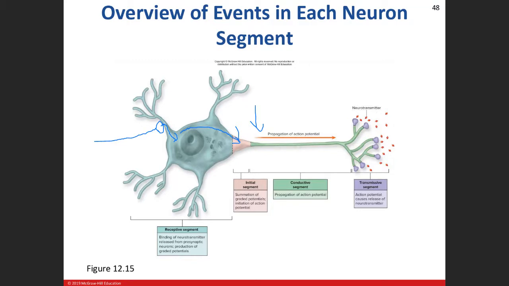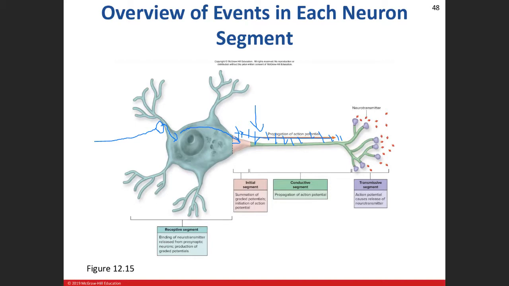An action potential is like, you ever set up a row of dominoes? You tap the first domino and it knocks all of them down. That's what an action potential does. It's what we call an all or none phenomenon. So we're going to set up all these dominoes along the entire length of the axon. And once we hit that first one, they're all going to fall down. Can't stop it. It's just going to happen.